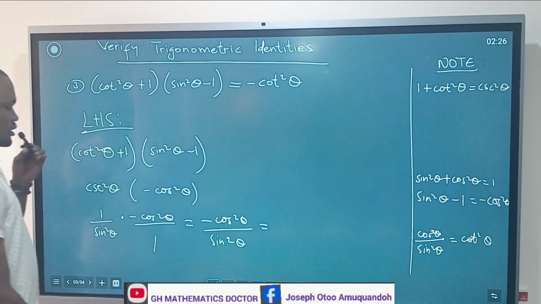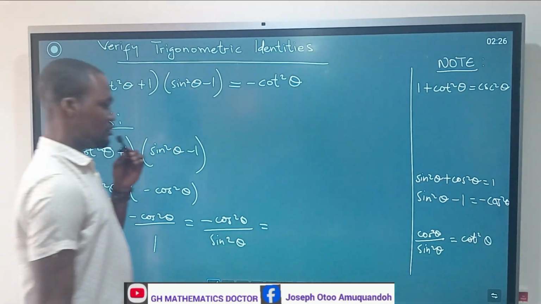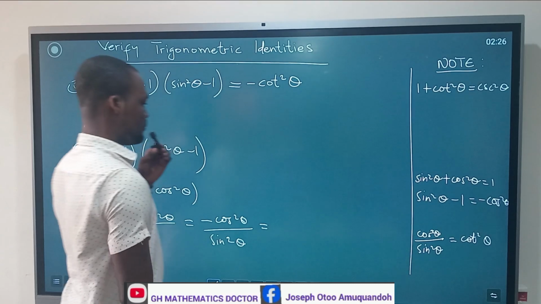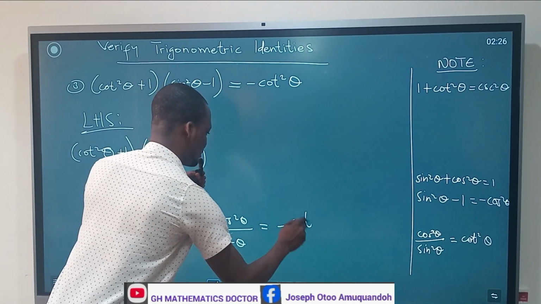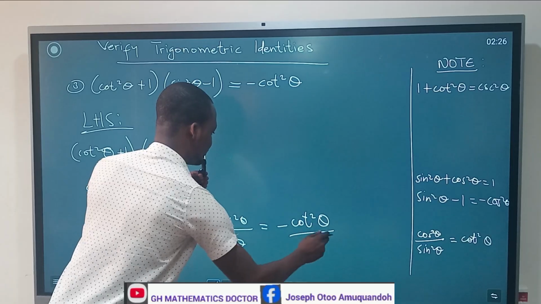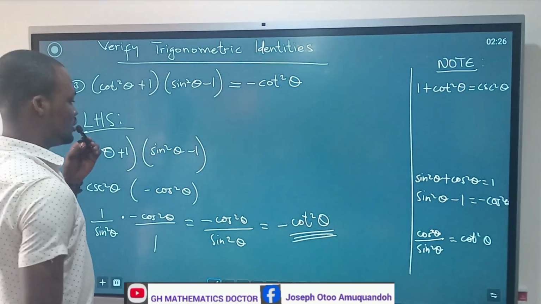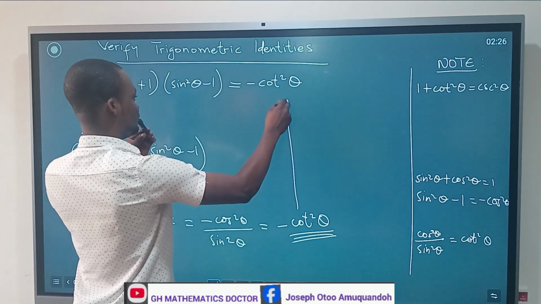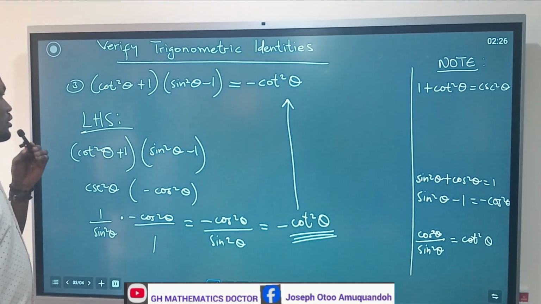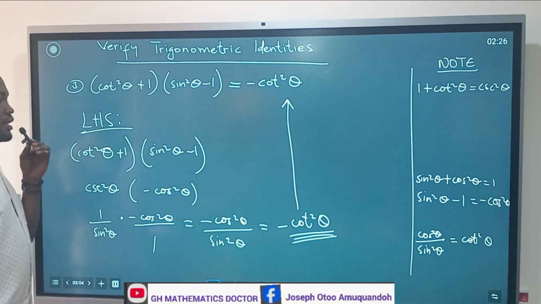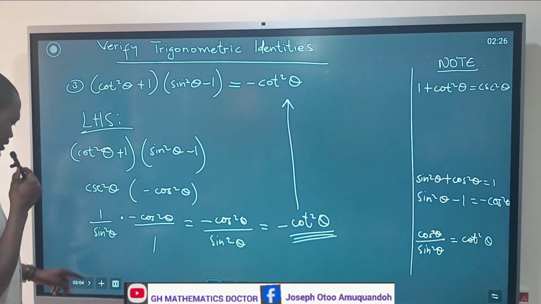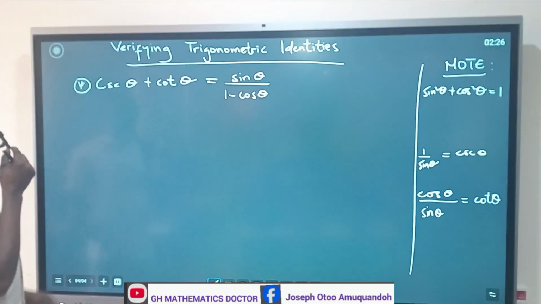And we know cos² θ over sin² θ is going to be cot² θ. So that is going to be negative cot² θ. So this has been proven to be equal to the identity at the right hand side. Let's have a look at the last identity.